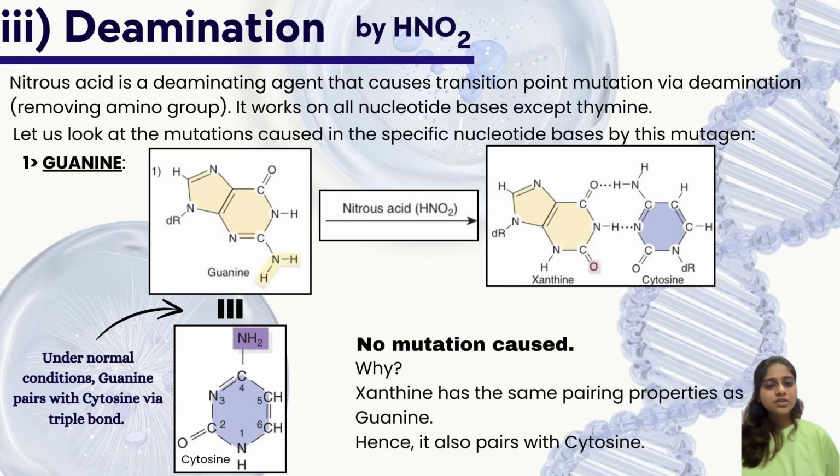Let us look at the first reaction in deamination. So our first nucleotide base is guanine. Under normal conditions, as we should know by now, guanine pairs with cytosine. But when it undergoes treatment of nitrous acid, guanine is modified into xanthine. Xanthine luckily has the same pairing properties as guanine. That's why xanthine is paired with cytosine only. That's why there is no mutation.